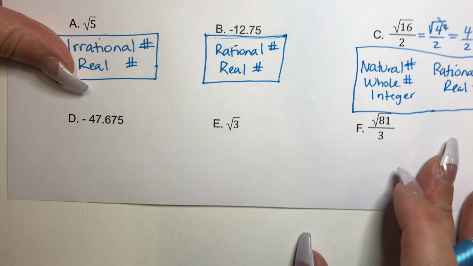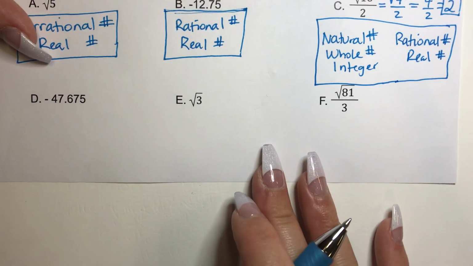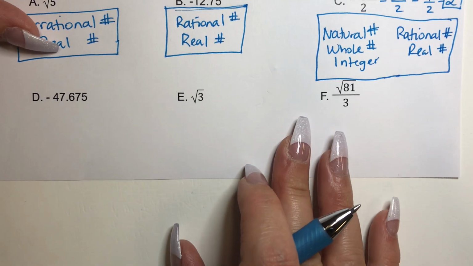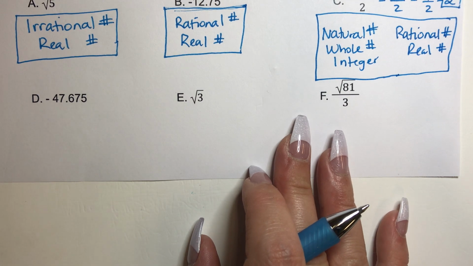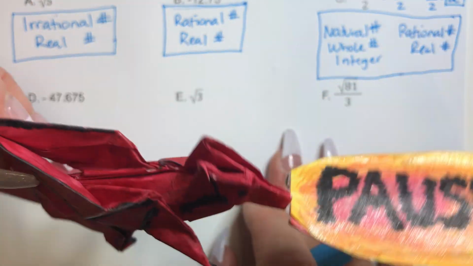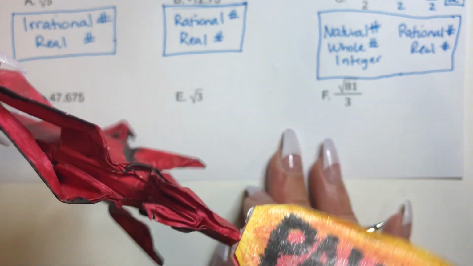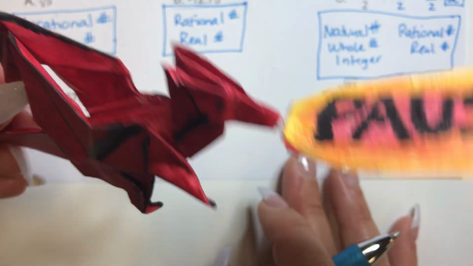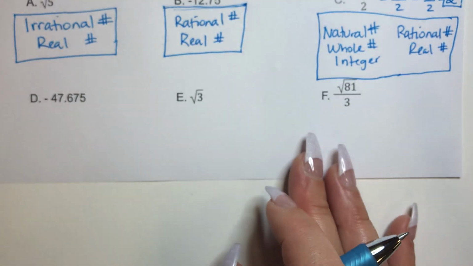Okay, now it is your turn, ladies and gentlemen. I want you to try D, E, and F on your own. Here's my friend, the pause dragon. Remind you to pause your device. Go ahead and work out D, E, and F. When you get done, press play, and we'll talk about them together. All right, see you in a bit.